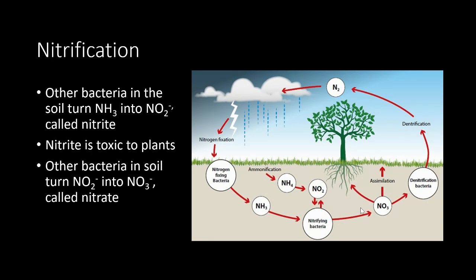And here it is on the picture. This is a very usable form of nitrogen. Plants can assimilate that. That means take it in and use it in their cells. And then how does it get into the animals? The animals eat the plants, and then they use the nitrogen.